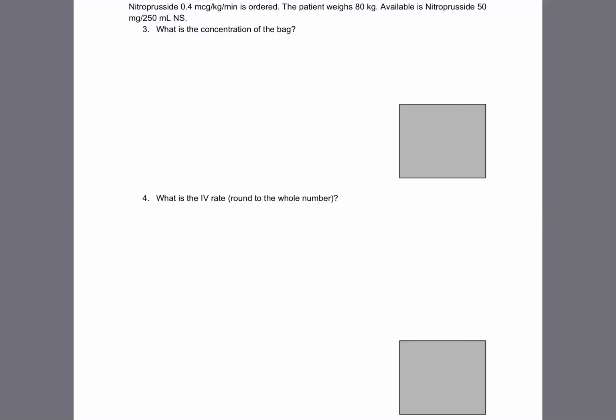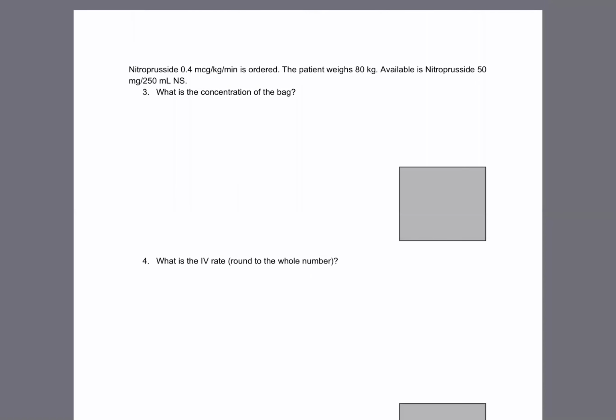Questions 3 and 4 are based on this specific order. Nitroprusside 0.4 micrograms per kilogram per minute is ordered. The patient weighs 80 kilograms. Available is nitroprusside 50 milligrams per 250 mLs in NS or normal saline. What is the concentration of the bag?